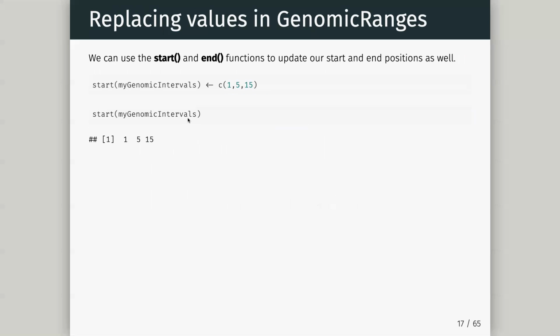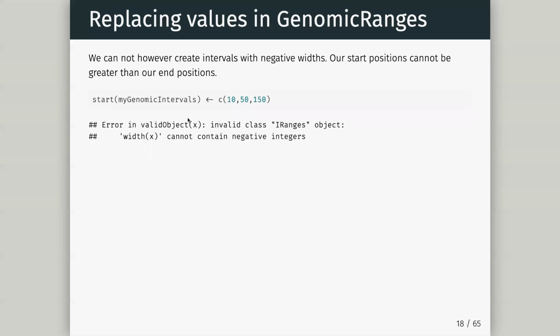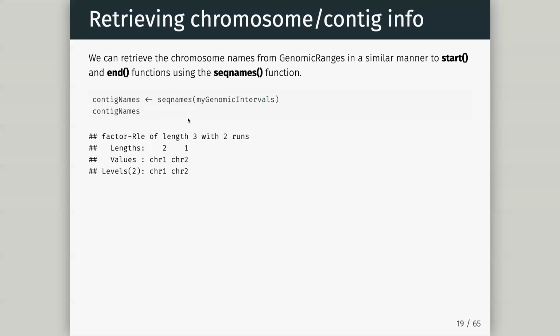Okay, so I can access these elements of my GRanges, but I can't do it without rules. It's going to assess it for me to make sure it's still valid. Chromosome names, we can also do the same. So we can use the seqnames accessor on our GRanges intervals, our GRanges object.